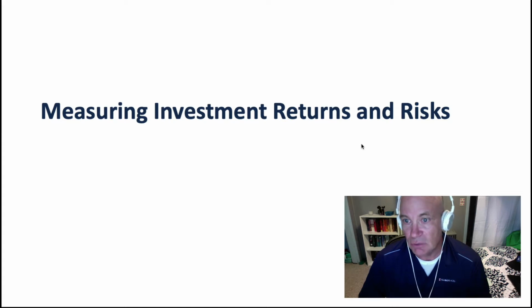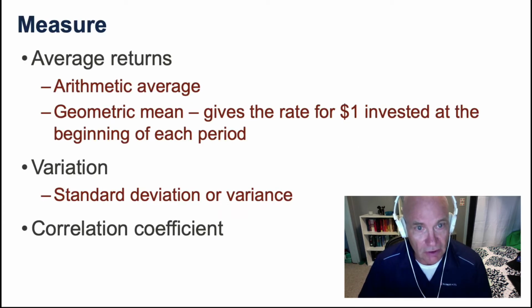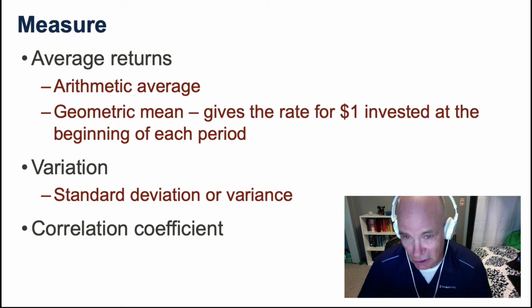An investment's returns and risks are fundamentally measured by measures of the mean and then of dispersion. What we're going to see is that we're going to use three measures. Average returns, and we have two alternatives that we're going to use in this class: arithmetic average and the geometric mean. I personally prefer the geometric mean, but this is about the only place you'll see it used.